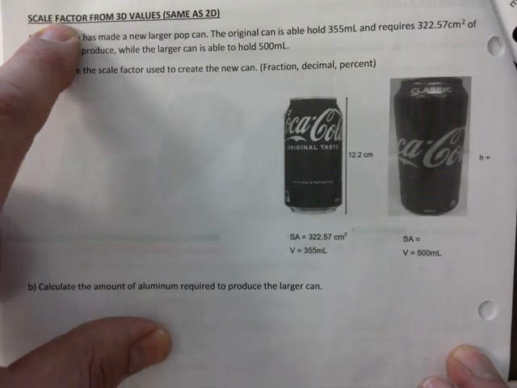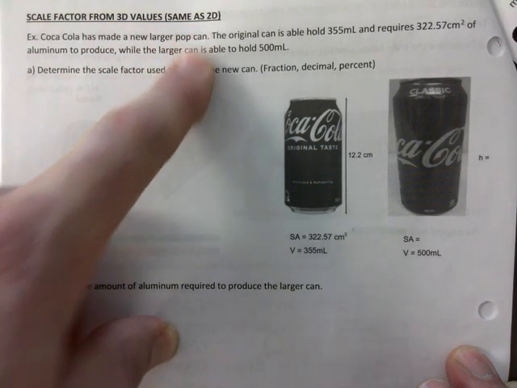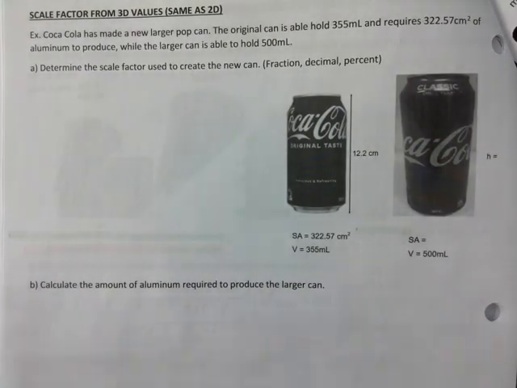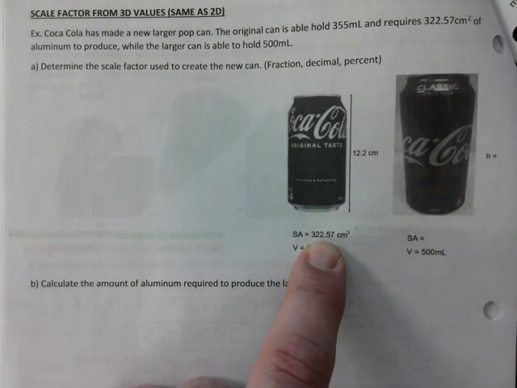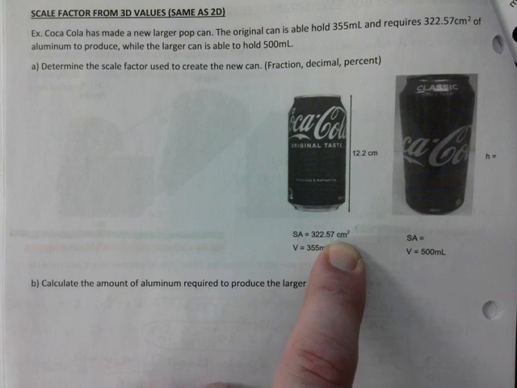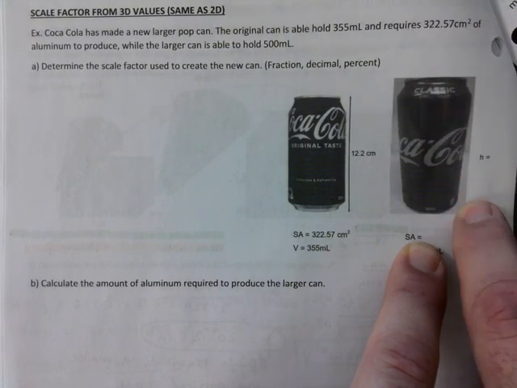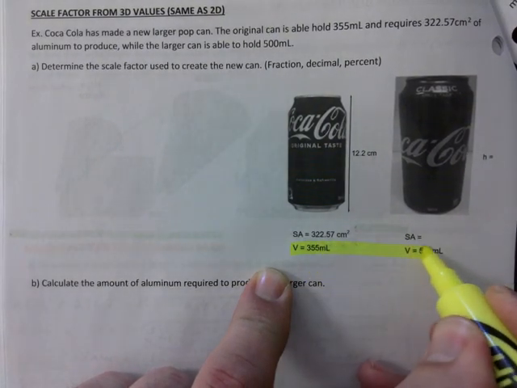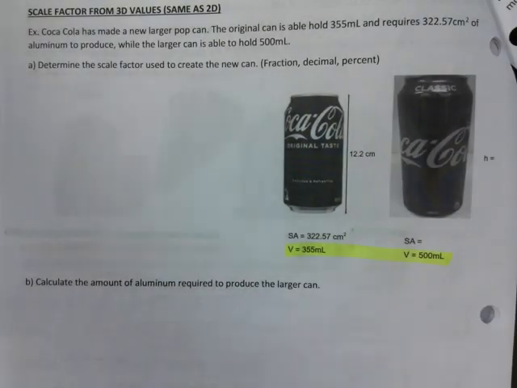Watch the title, scale factor from 3D values. It'd be the same as two-dimensional as well. Okay. And here's where I'm going to highlight something. We're making two cans, right? One can holds 322.57, or sorry, requires this much aluminum to produce. We don't know the surface area for this one. We also don't know the height of this new can, right? But watch what we know about both of them. We know their volumes. We know both volumes, right?